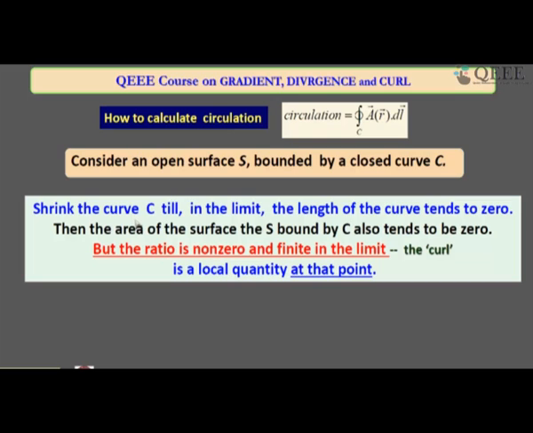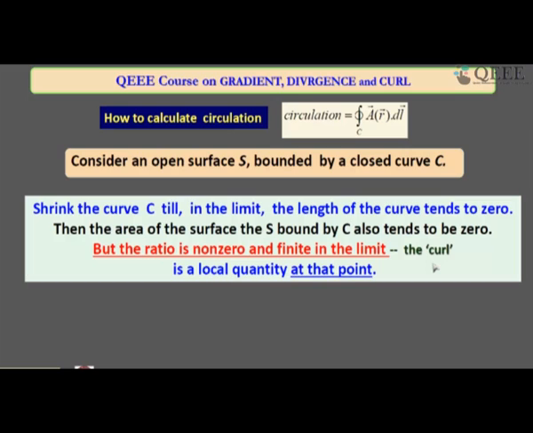And when you do that, this curve becomes zero, but the ratio of the area of the surface to the curve remains finite, okay. So this ratio is called the curl, and it is a local quantity defined at every point. This is something very similar to what we did for flux and divergence. Flux was defined for a surface, and in the limit we shrank the surface and went to a point, and then we defined divergence. That is the relation between flux and divergence.